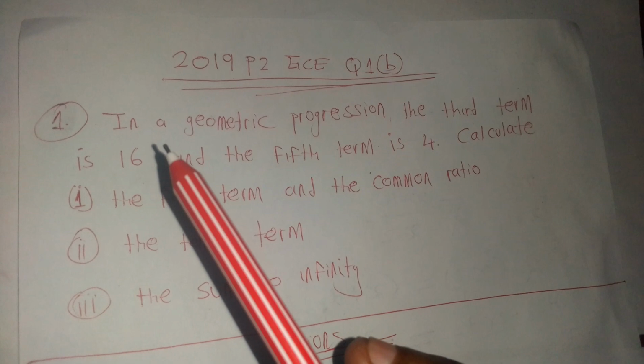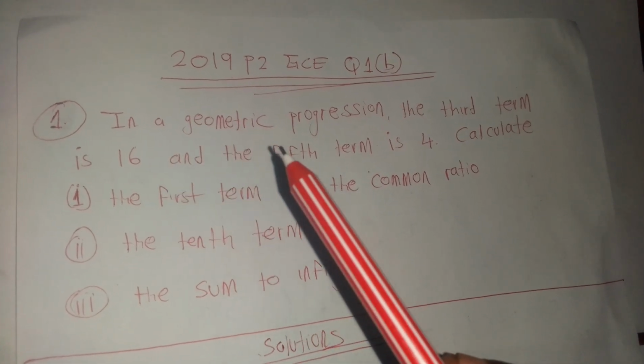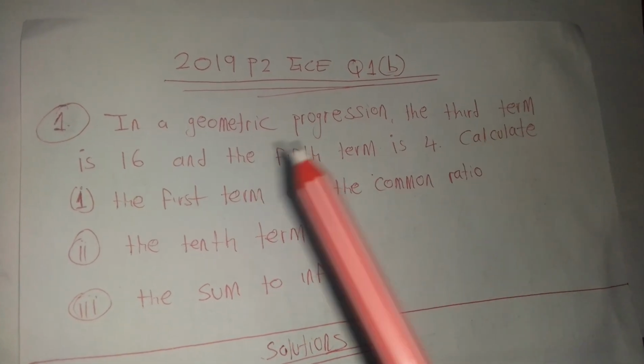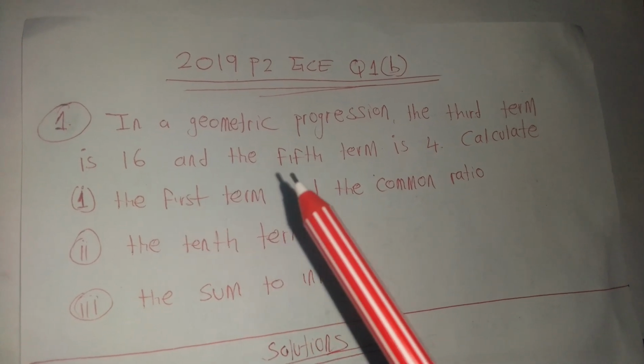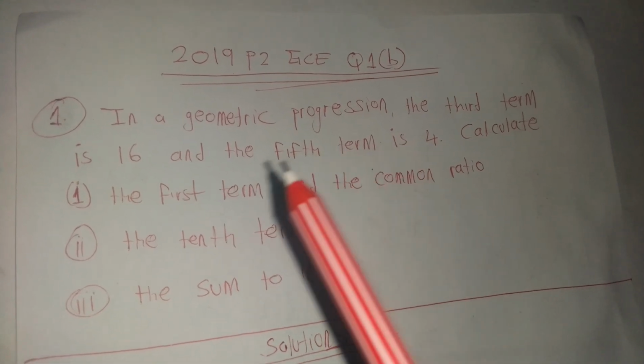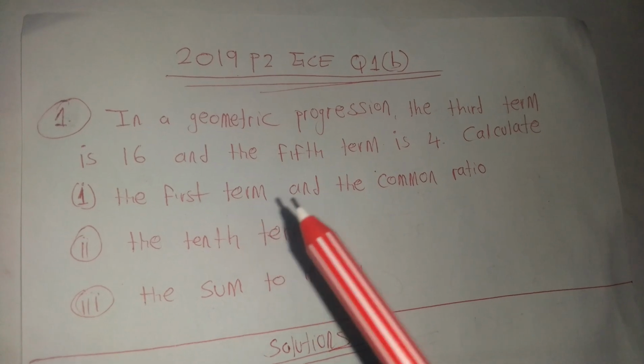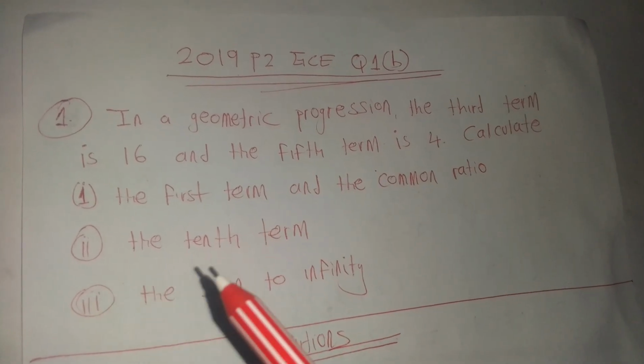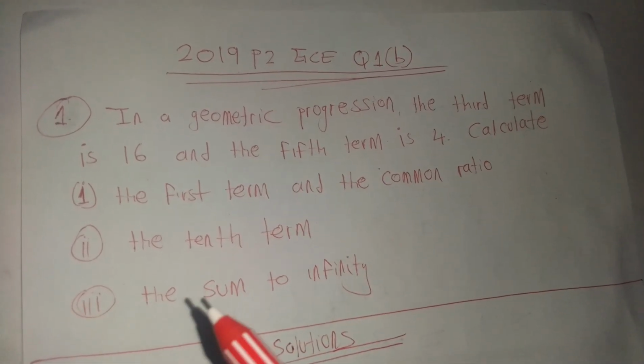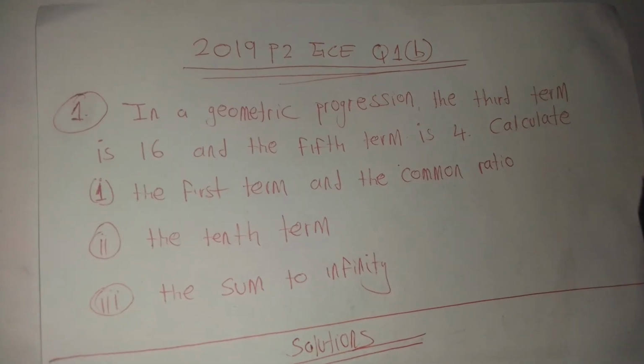Question 1 says, in a geometric progression, the third term is 16 and the fifth term is 4. Calculate 1, the first term and the common ratio, 2, the 10th term, 3, the sum to infinity.